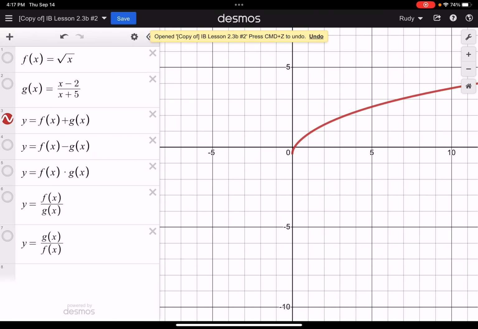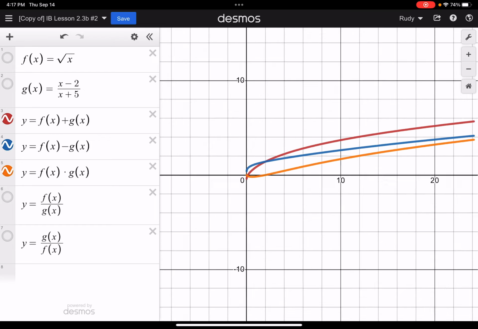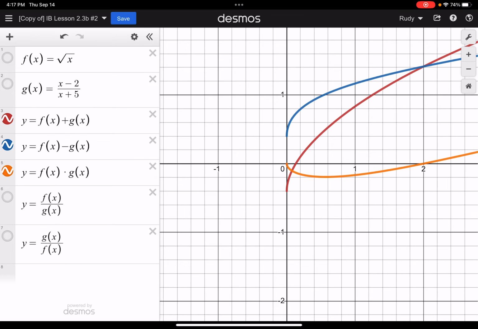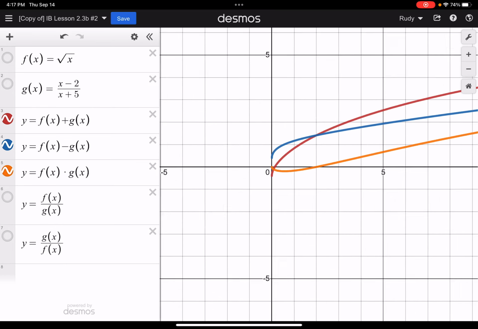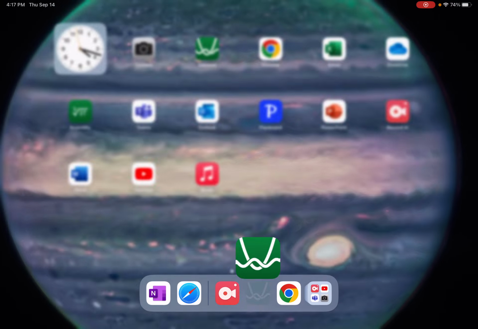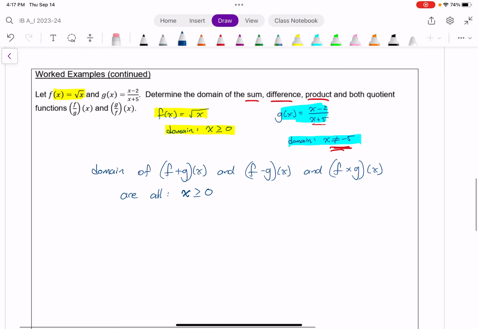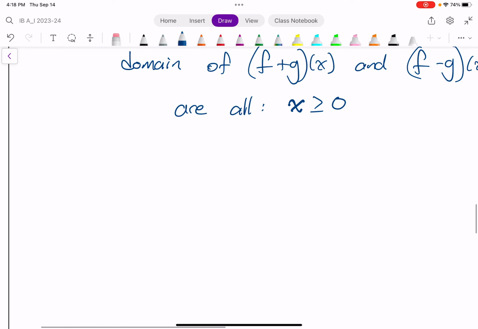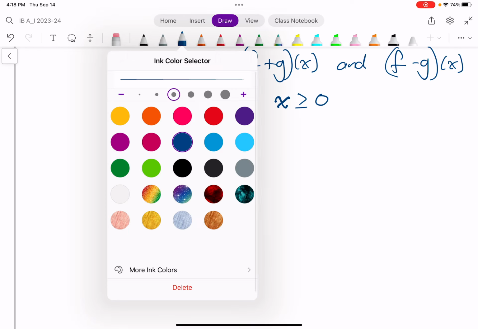And let me show you these 3 graphs. They're all different. But notice all of them start at 0 on the x, and then they just go on and on and on, even though they're all different. So now let me look at these quotients. I have 2: f divided by g, and then g divided by f. Let's start with f divided by g.